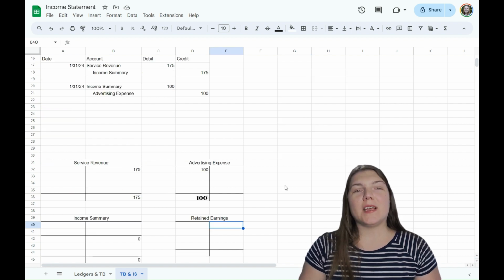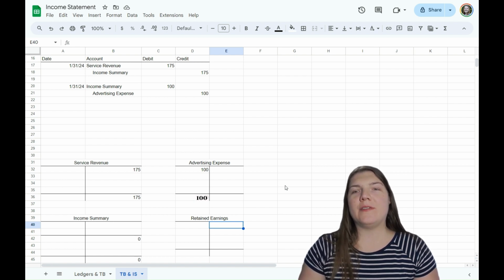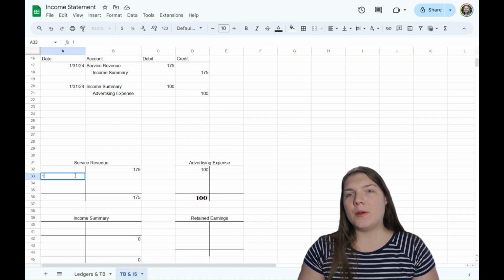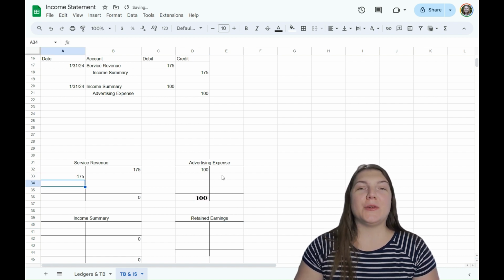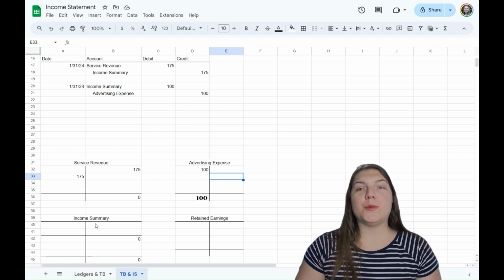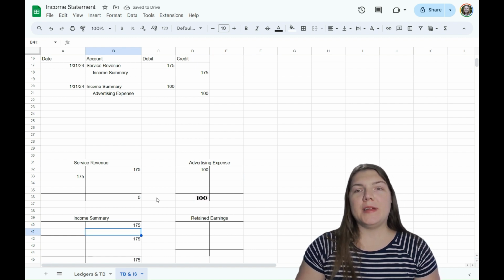Now that we've finished with the income statement, we'll focus back on the journal entries. I moved over ledgers with just the total from the trial balance up above down here. So we have our service revenue, credit 175, advertising expense, debit 100, just like it is up here, and our income summary, which is blank. So right now we'll move these two journal entries that we just made into the ledgers. So service revenue, we debit 175, which gives it a $0 balance because the debits and credits equal. The other half of this entry is income summary, which we credit for 175. So I'll put that here under income summary.